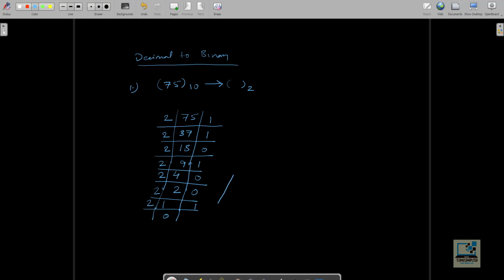Now this answer will be written bottom to top. So the converted value that is coming up is 1001011 base 2. This is the binary equivalent of the number 75.